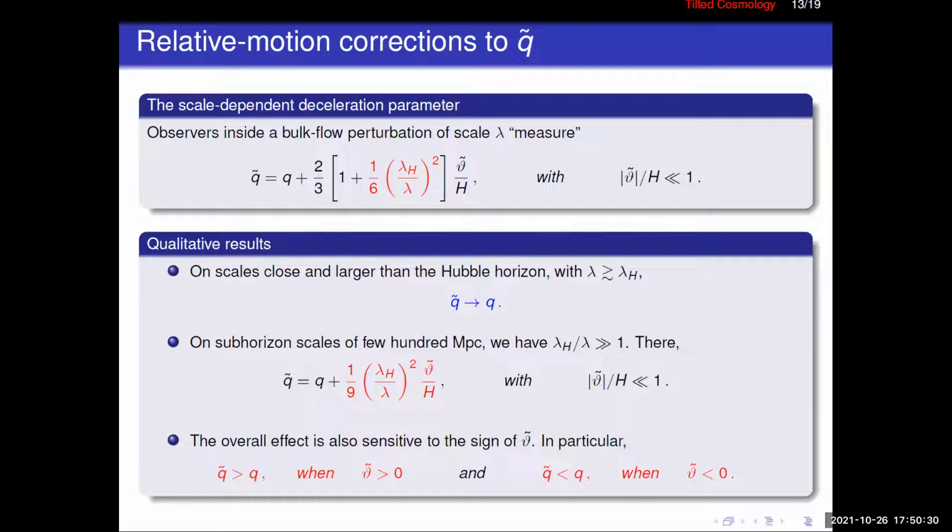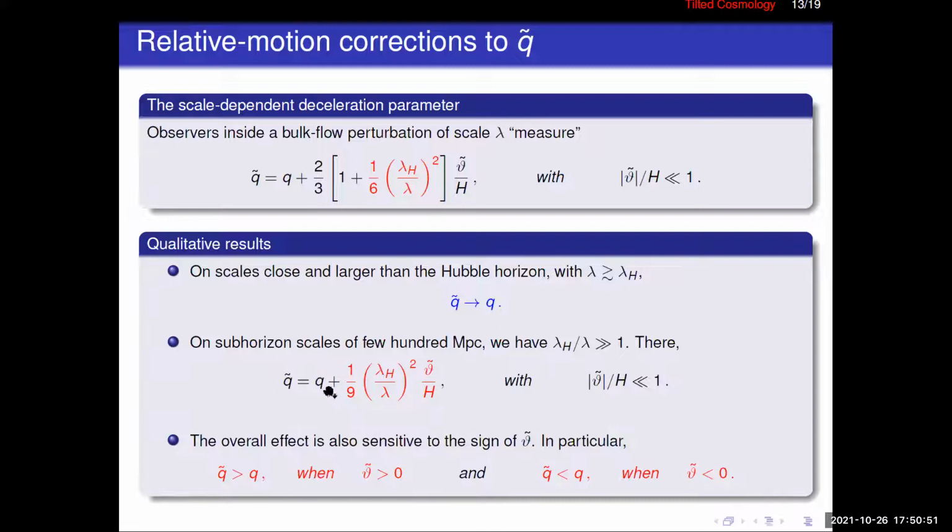And if it is expanding, if this theta is positive, then Q tilde is larger than Q. So the deceleration parameter measured in the bulk flow frame is larger than that in the Hubble frame, or than that of the universe. But if it is negative, it is smaller. So the question now is how strong this correction term can be.